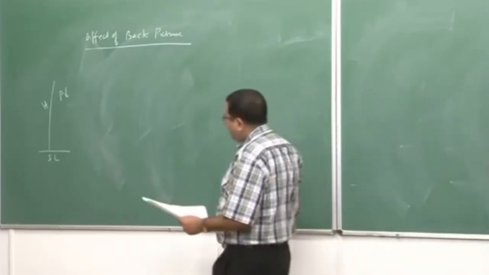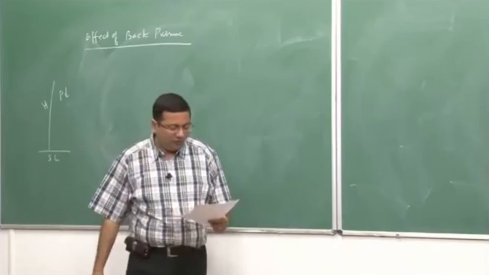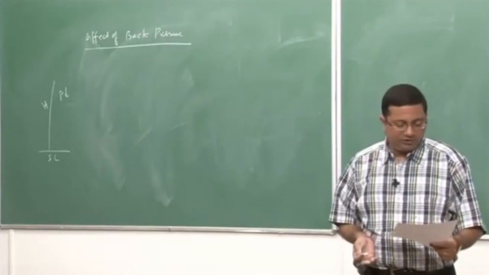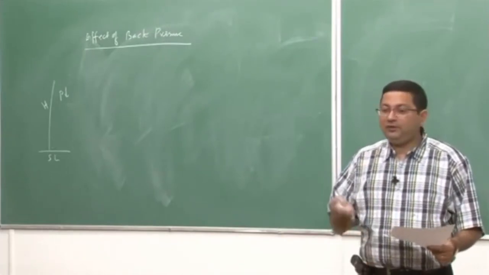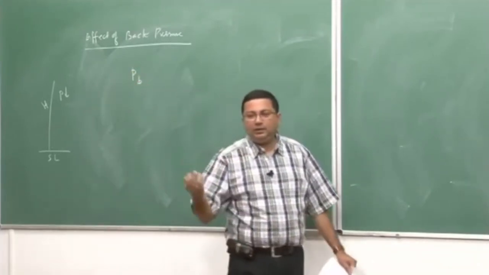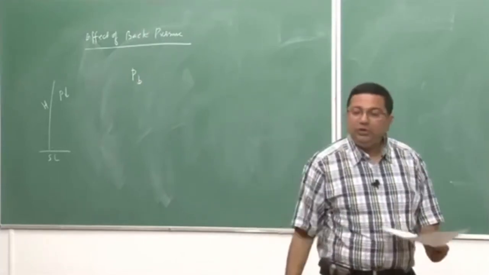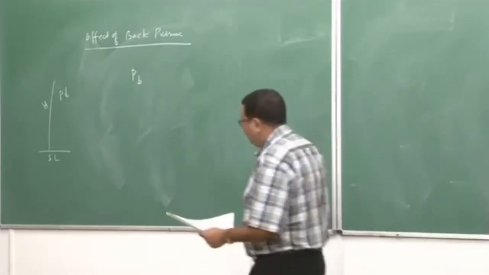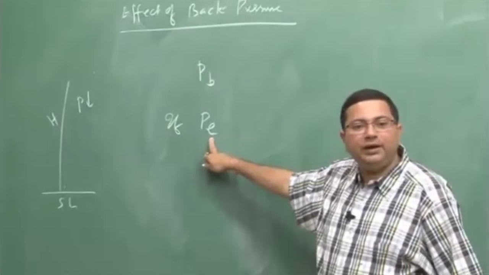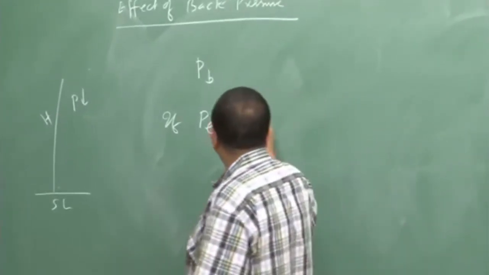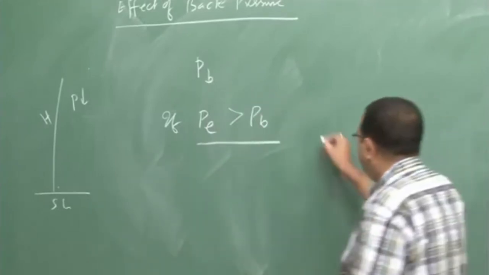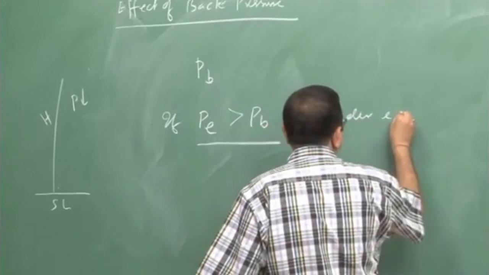Now, we cannot design for this variation. A rocket nozzle is designed for a particular back pressure. Now, if you have designed for a particular back pressure P B and you have to operate at another back pressure, how is the performance going to be affected? It has a significant effect. For example, if our exit pressure, which is fixed by our design, is greater than P B, right, this is an under expanded nozzle that we have discussed, under expanded.